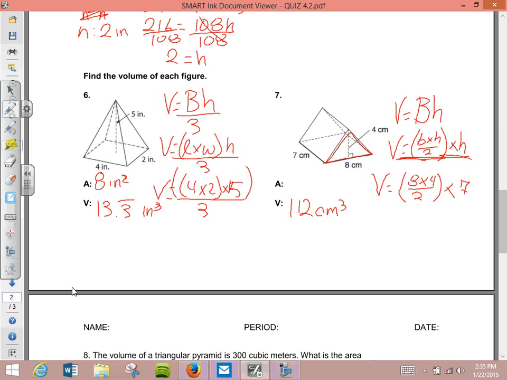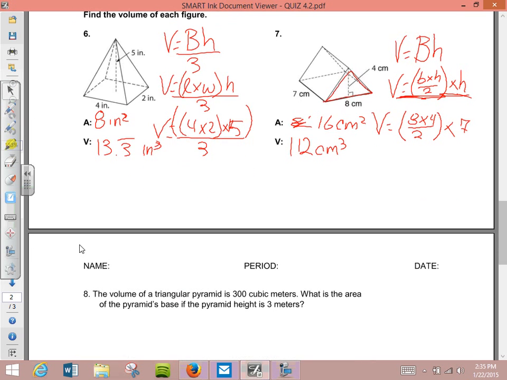All right. Let's give the area. The area is easy. What do you get for the area? 56. Are you sure? What is 8 times 4? 32. Divided by 2? 16. I don't know how you get 56. All right, let's move on to the next one. Do we have any questions so far? What is 8 times 4? Divided by 2. What's your question?